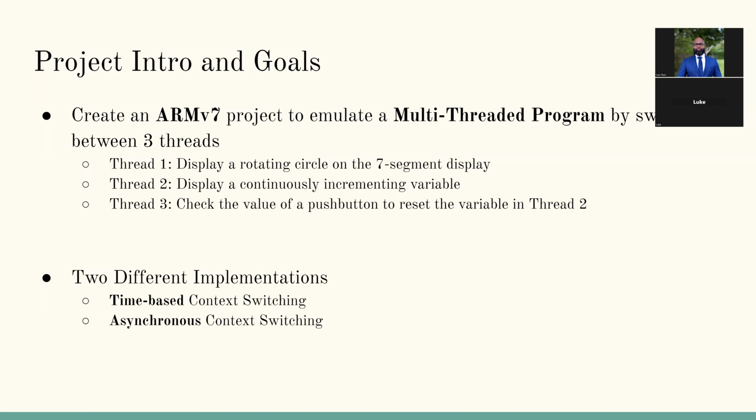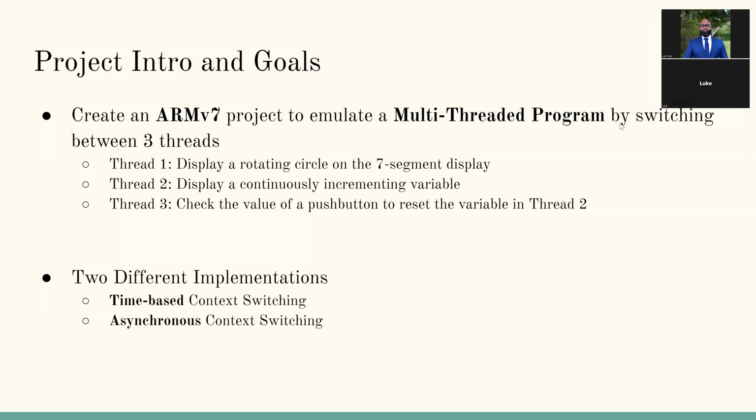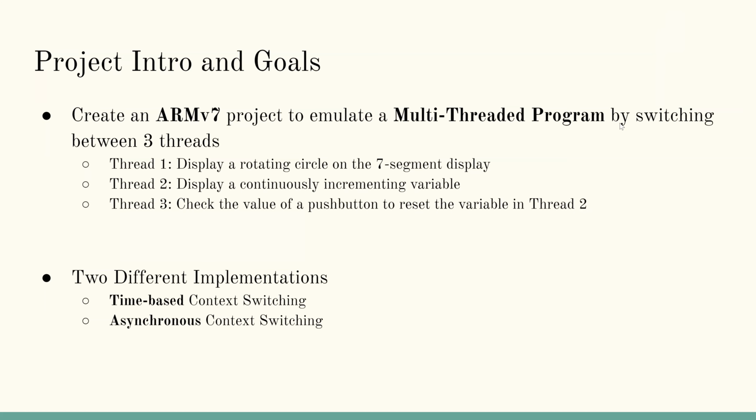To start off, the goal of our project is to create an ARM v7 project, and the goal of the project is to create a multi-threaded program and switch between the three threads. The first thread that we are trying to design is to display a rotating circle on the 7-segment display that will simply take one of the sections of the display and circle it around the outside.